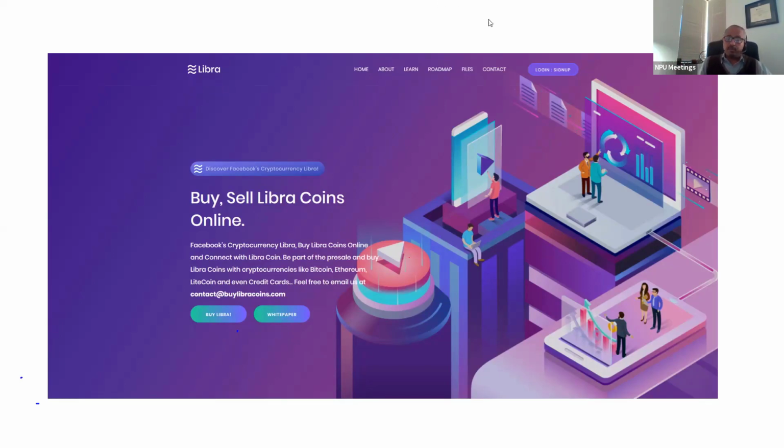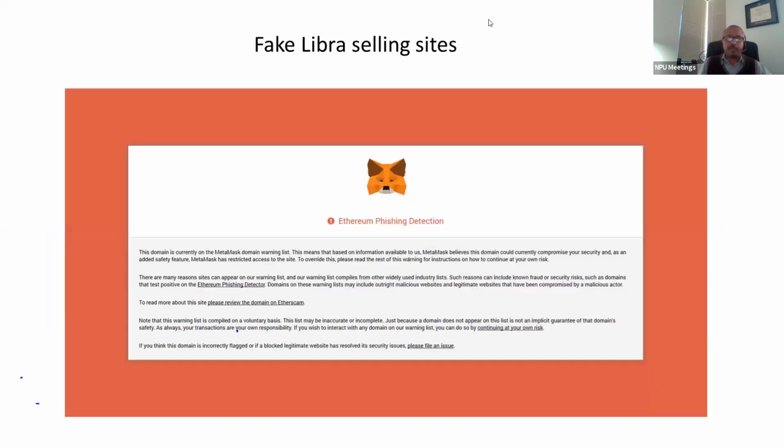Ethereum is taking a good step to curb something like this. If you use MetaMask, the plugin for accessing the blockchain network, this is the message you're going to get. So Ethereum is saying that this is phishing detection.